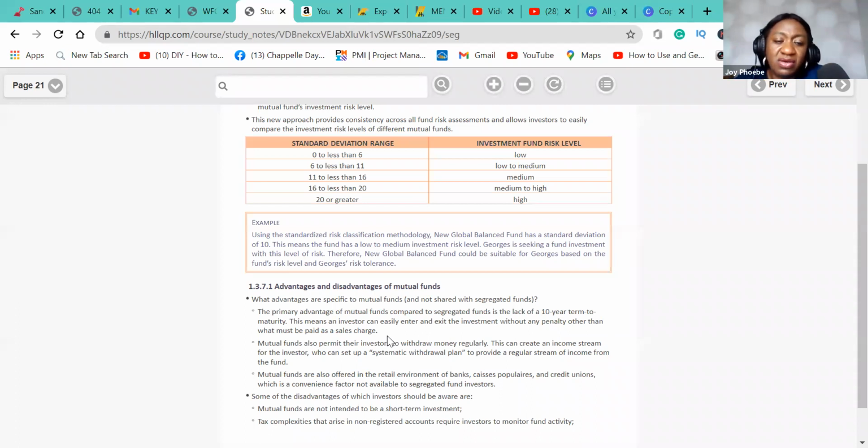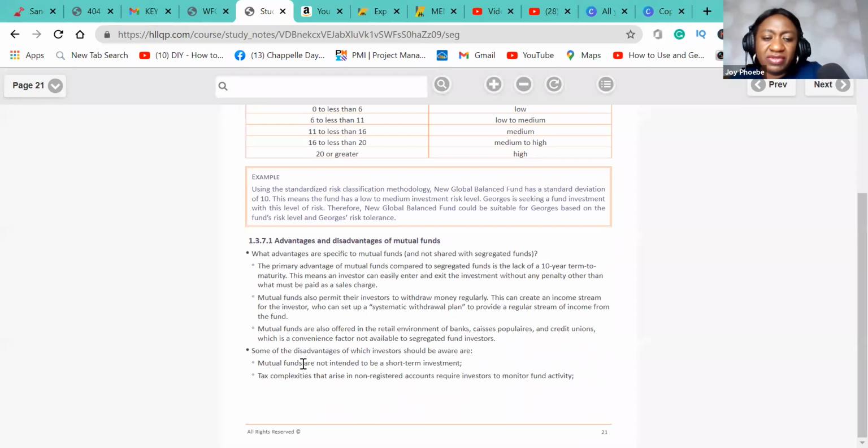Mutual funds also permit their investors to withdraw money regularly, and this can create an income stream for the investor, who can set up a systematic withdrawal plan. Mutual funds are also offered in a retail environment, such as banks, Caisses Populaires, which are all those Quebec institutions, and credit unions, which is an advantage not available in segregated funds.